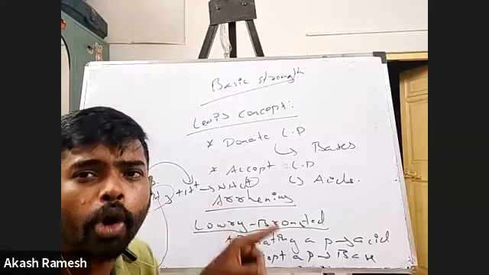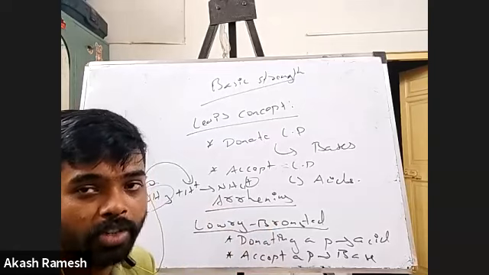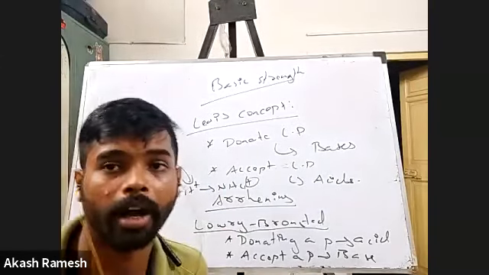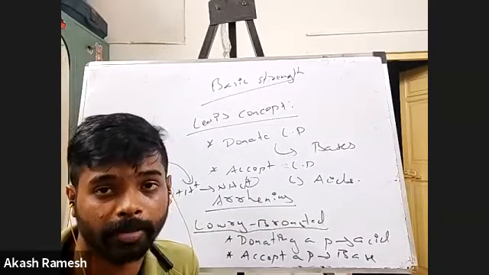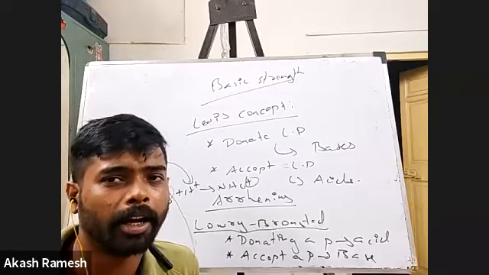Donated in the sense I'm going to have a coordinate bond. We know what a coordinate bond is: two electrons coming from one species. Anyways, so these are all the broad concepts of acids and bases: Lewis concept, Arrhenius concept, and Lowry-Bronsted concept, right?